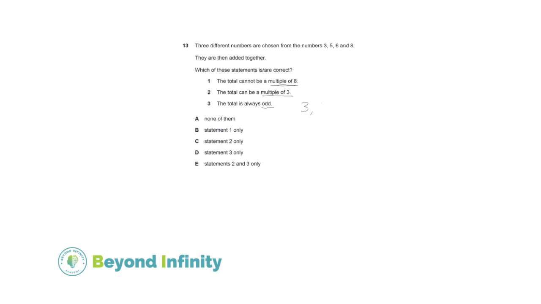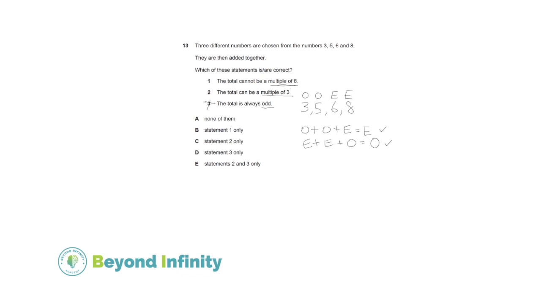So we have 3, 5, 6, and 8. All right, 3 and 5 are odd, and 6 and 8 are even. Good. So we pick three numbers out from this. We can either have two odds and an even, which is going to give us an even, or we're going to have two evens and an odd, and that will in fact give us odd. So we can see that if we pick three numbers, it can be even, but it can also be odd, which means that number three is not correct because it's not always odd. It can be even.